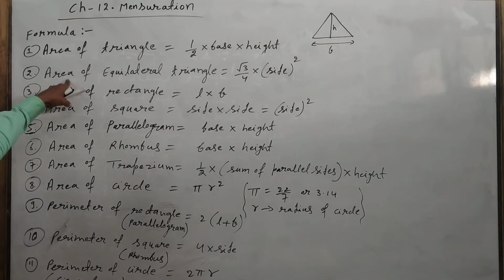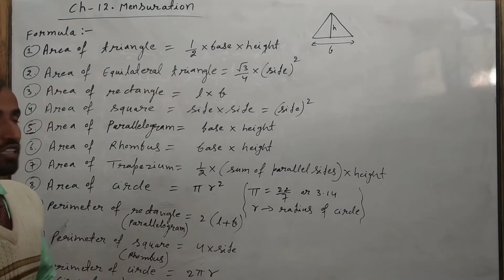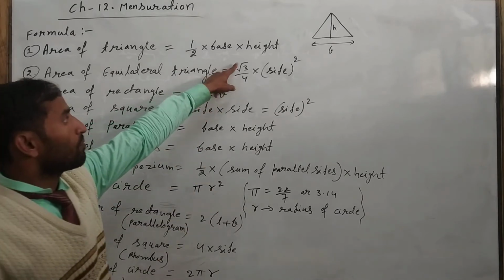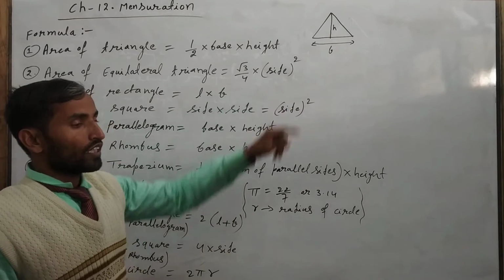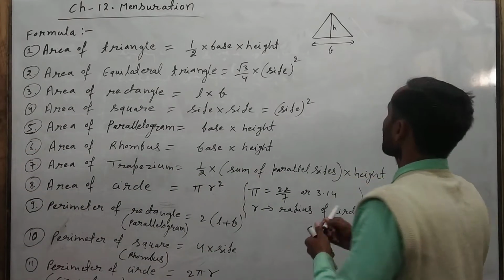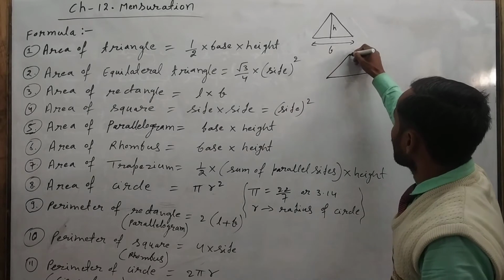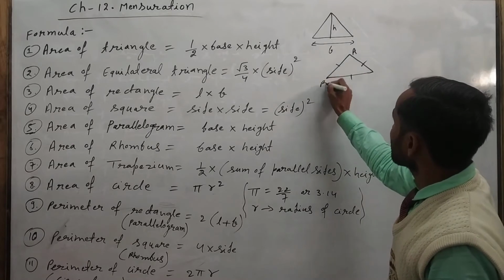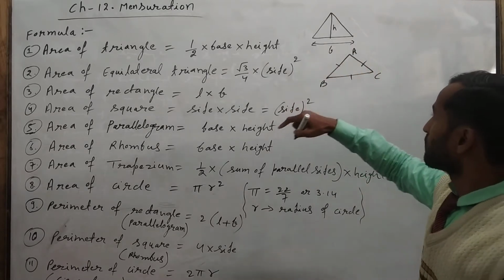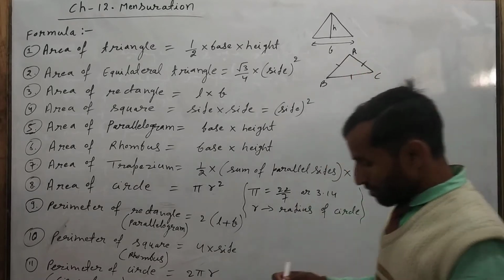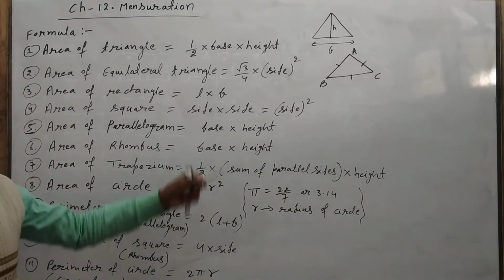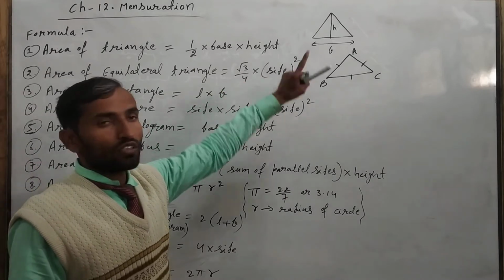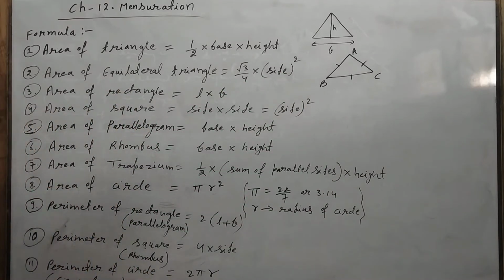After that, the next formula is area of equilateral triangle. How will we find the area of an equilateral triangle? It also has one formula: root 3 upon 4 into side square. Equilateral triangle means all three sides are equal. In triangle ABC, AB is equal to BC is equal to AC. In this equilateral triangle, if the side is given, then we will use this formula, root 3 upon 4 into side square. Now both of these are formulas of area of triangle.